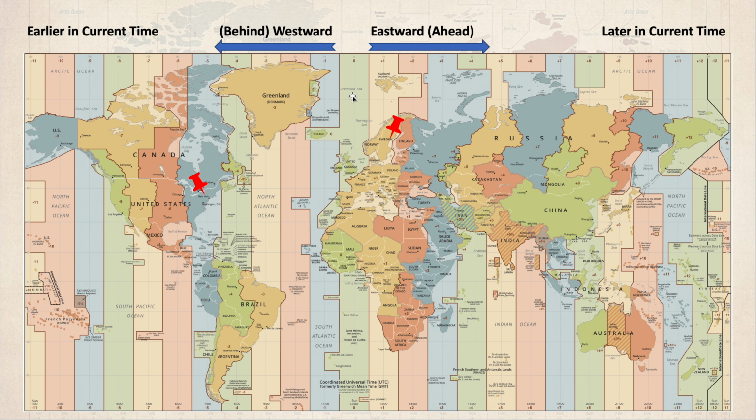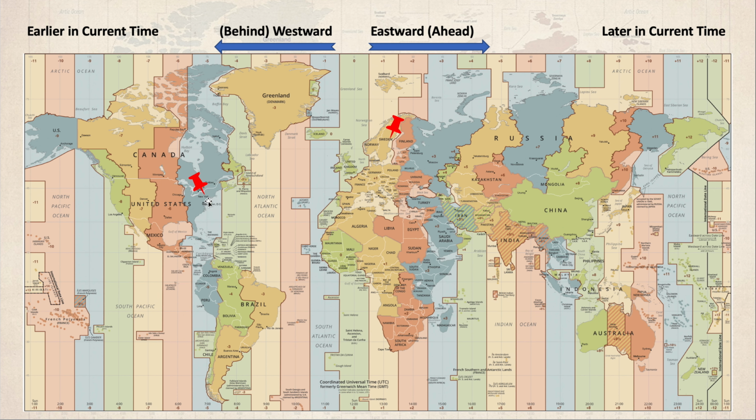So if this is noon, we know that a place such as Sweden is going to be 1 hour ahead, which means at the current time, it's actually an hour later. So if it was noon here, it would be 1 p.m. in Sweden at that exact moment.